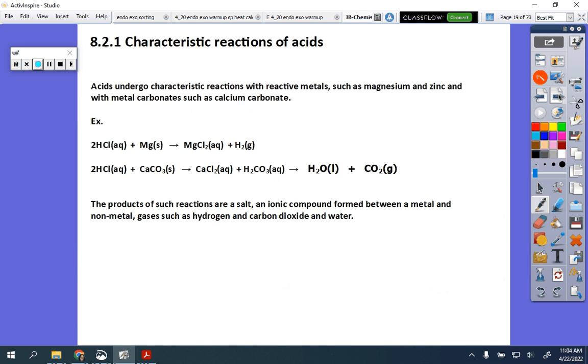Yeah. Yes, copper nitrate is a salt, yes.